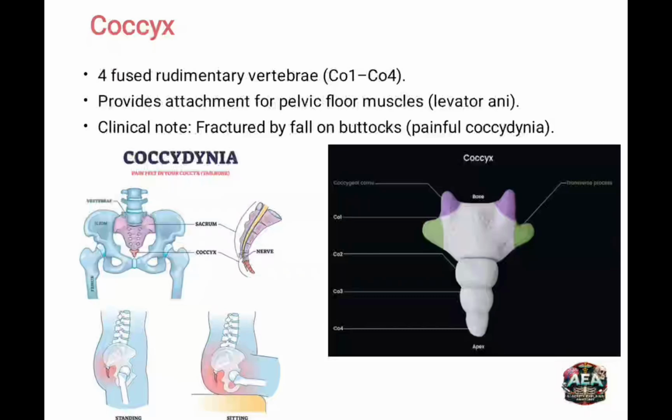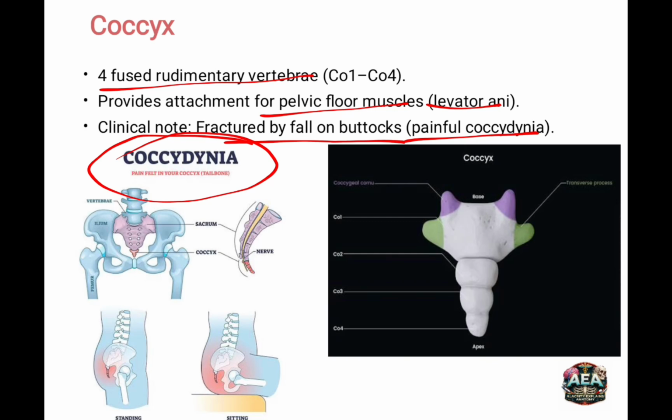So we now have the coccyx, which is four fused rudimentary vertebrae, Co1 to Co4. They provide attachment for pelvic floor muscles, the levator ani muscles. As a clinical note, you should know that they can be fractured by a fall on the buttocks. When one falls from a height and lands on their buttocks, they are likely to have coccydynia, which is pain felt around the coccyx or the tailbone.